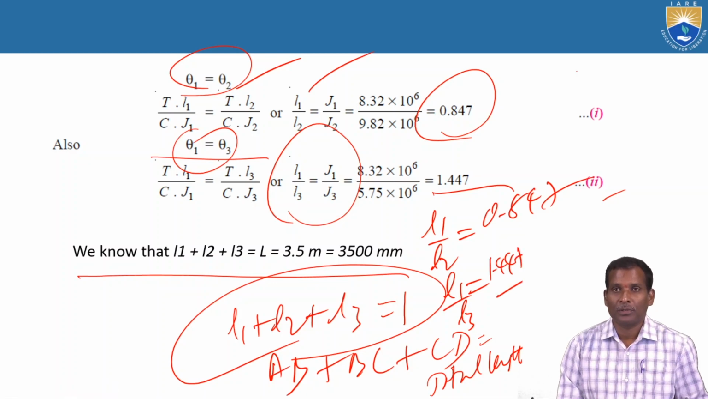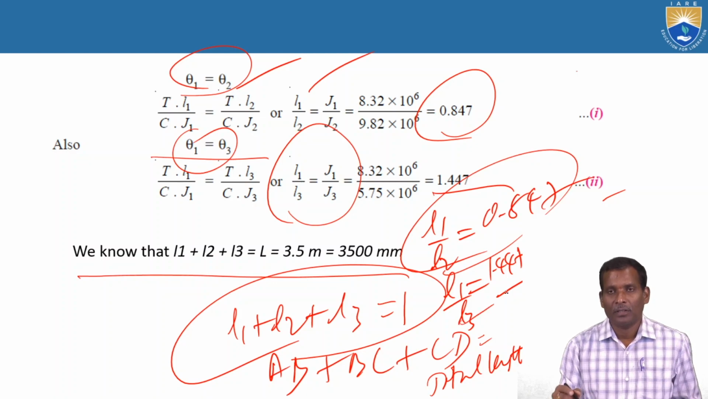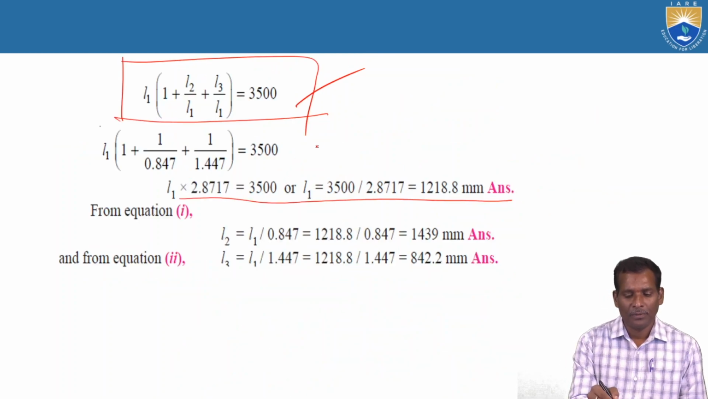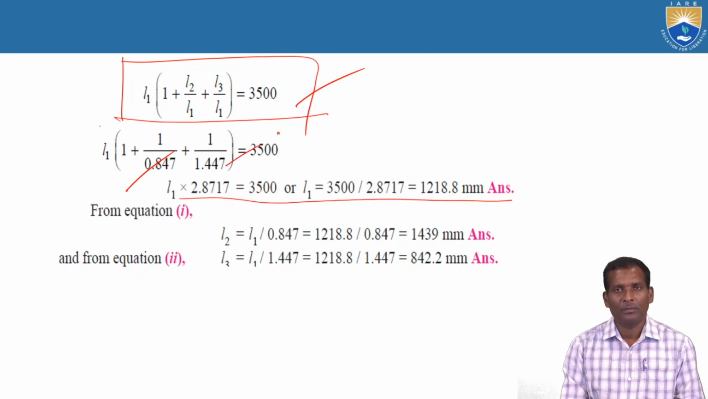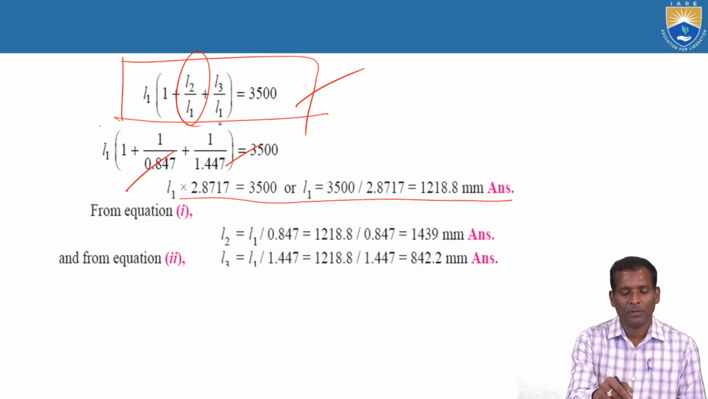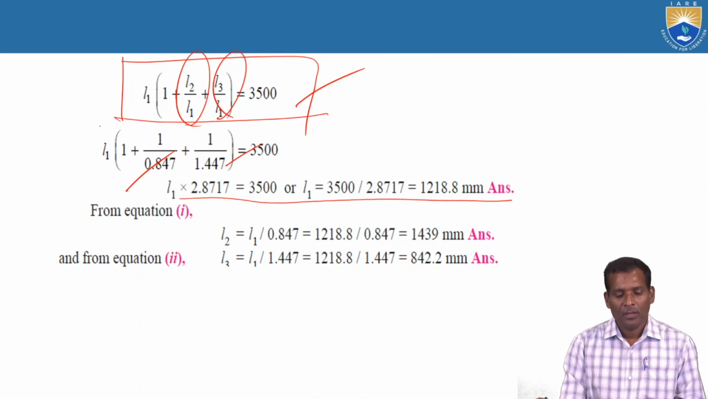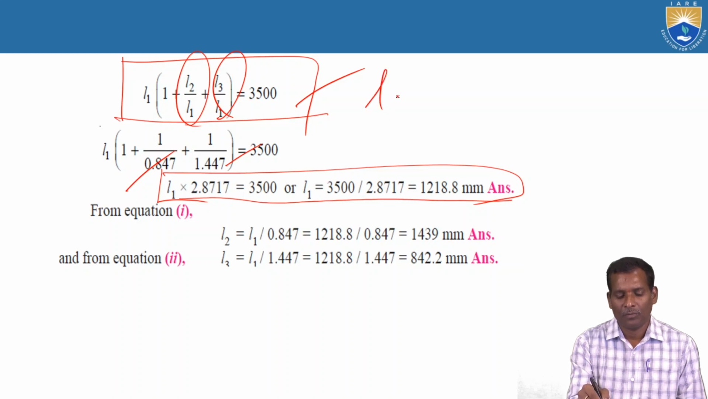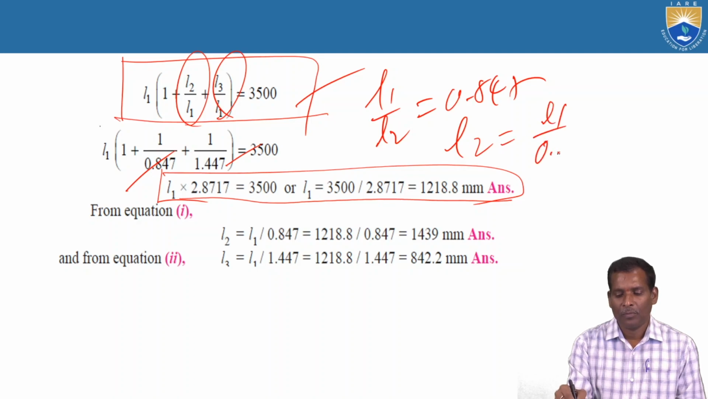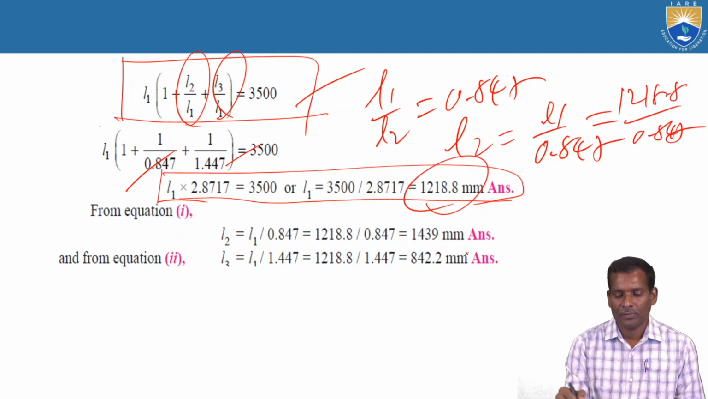So you know these two ratios, L1 by L2 and L1 to L3. So by using these ratios, you may calculate L1, L2 and L3 values. So here substituted those values, 0.847 and 1.447, in place of L2 by L1 and L3 by L1. So now calculate L1 value. So if you know the L1 from equation 1, L1 by L2 is equal to 0.847. So if you know the L1, L2 is equal to L1 by 0.847. So L1 already calculated 1218.8 divided by 0.847.